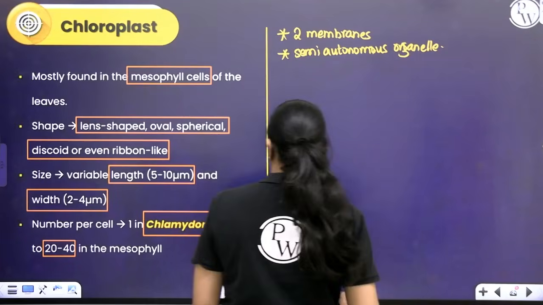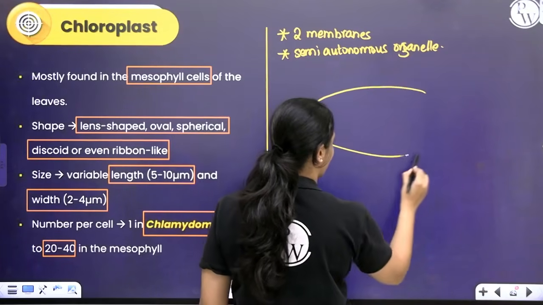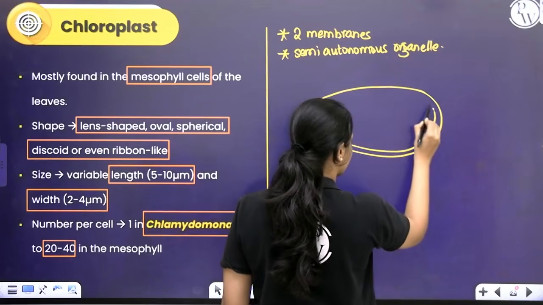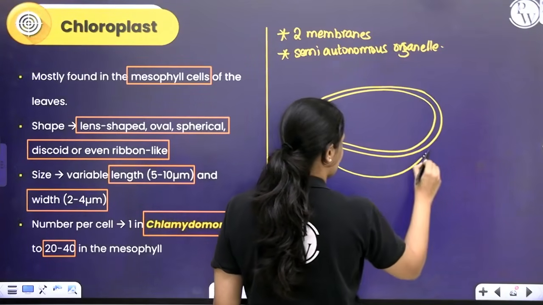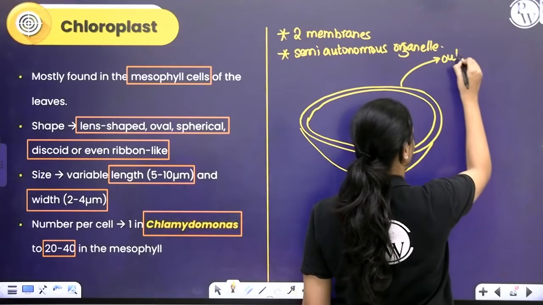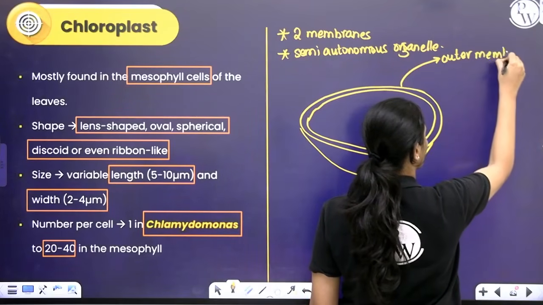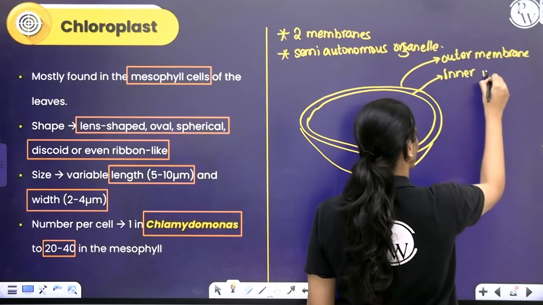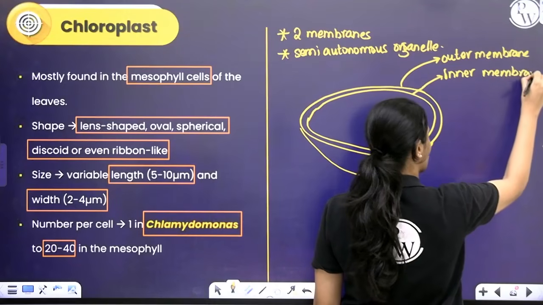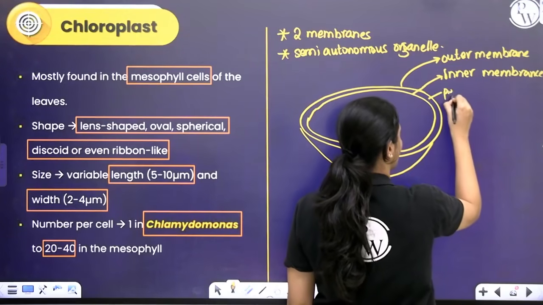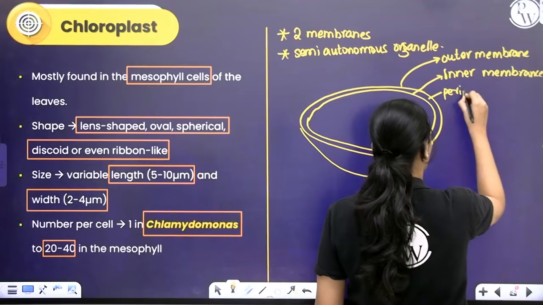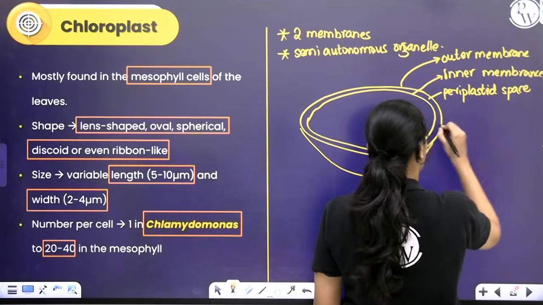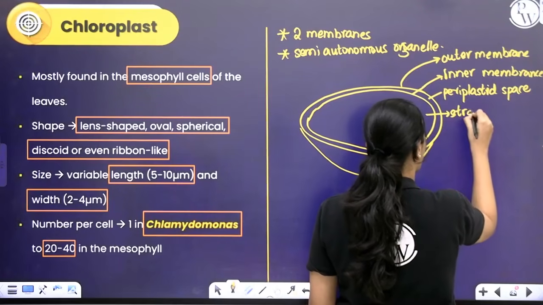Okay. It has two membranes. Both the membranes are smooth here. There is no infolding or anything. This is like a section. This is your outer membrane, and inside you have the inner membrane. The space between these two is called periplastid space or intermembrane space. The matrix inside is granular and it's called the stroma.